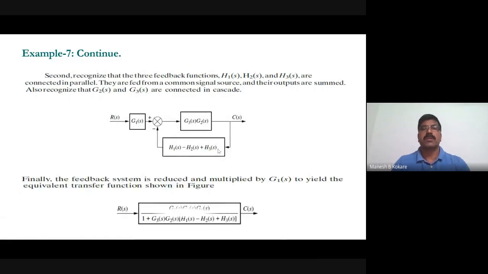After eliminating the feedback loop by using the loop formula and just multiplying, you will get the final transfer function as G3 into G2 into G1 divided by 1 plus G3 G2 into H1 minus H2 minus H3. So this will be the overall C(s) by R(s) transfer function of the given problem. So in that way, you can solve this problem. I hope that you have understood. You can solve by any way, but finally your result should be the same, right?